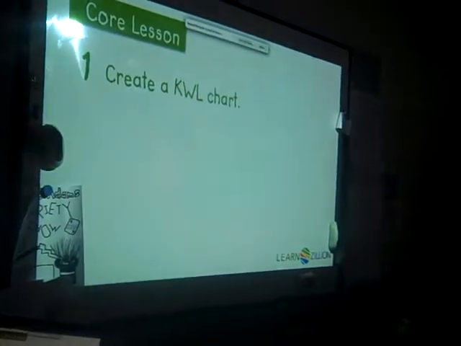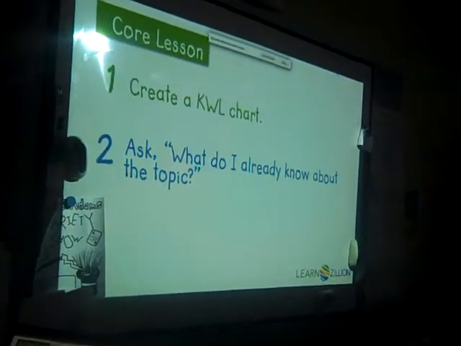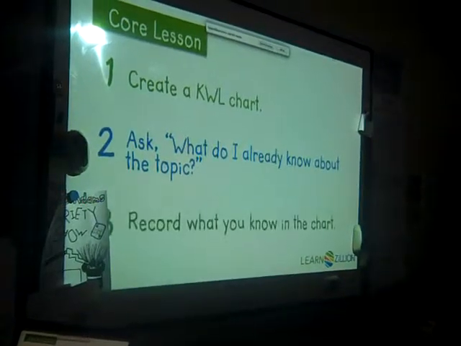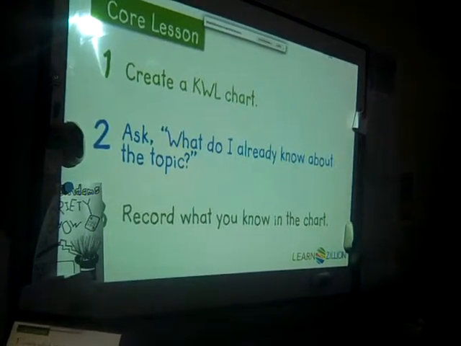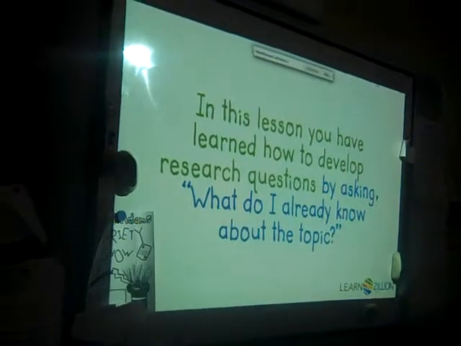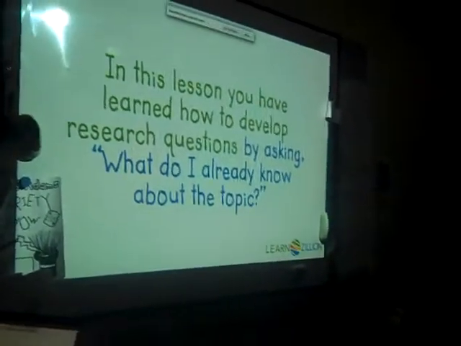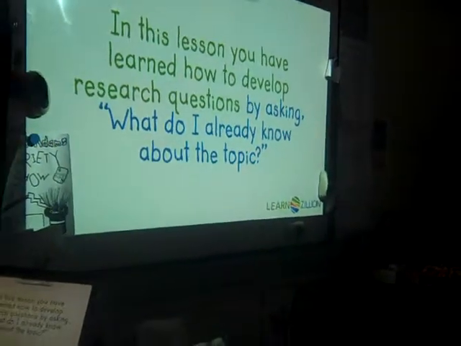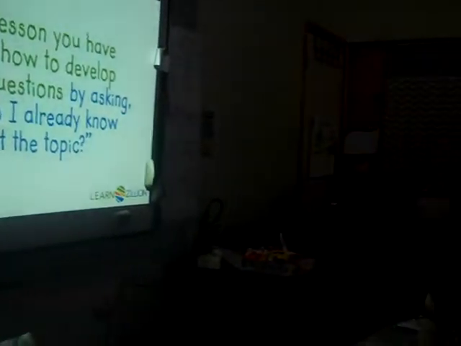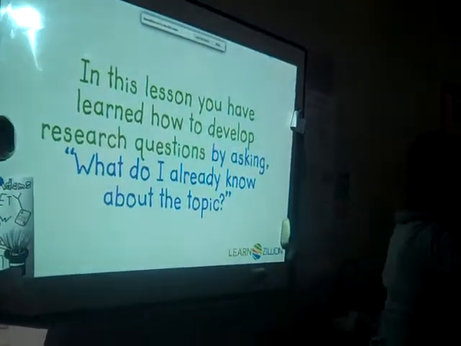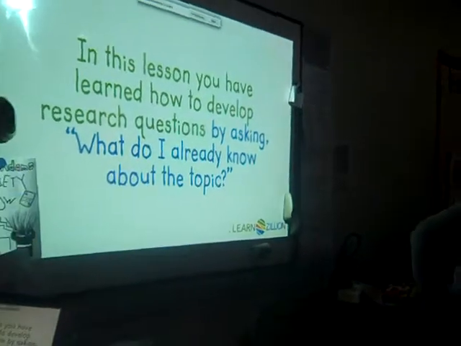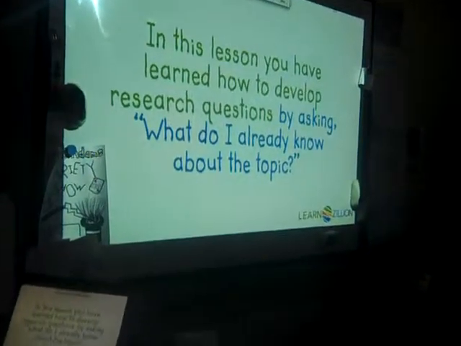We created a KWL chart. We asked, what do I already know about the topic? And we recorded what we knew in the chart. In this lesson, you have learned how to develop research questions by asking, what do I already know about the topic? Okay. So that is one way to help yourself generate questions. You do not have to use a KWL chart.